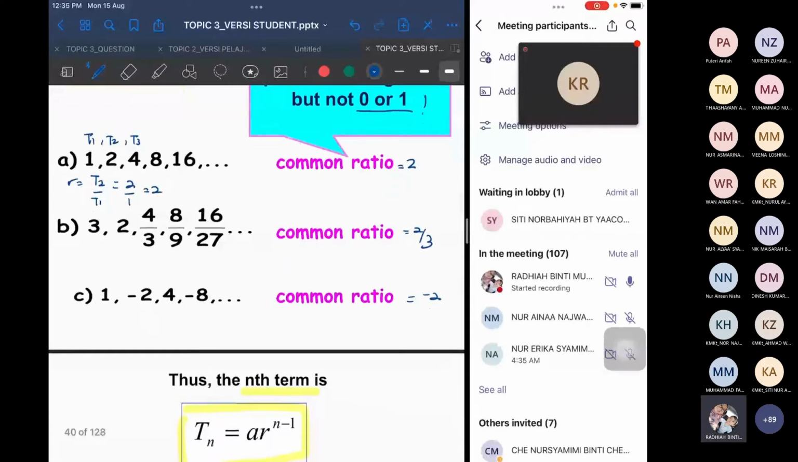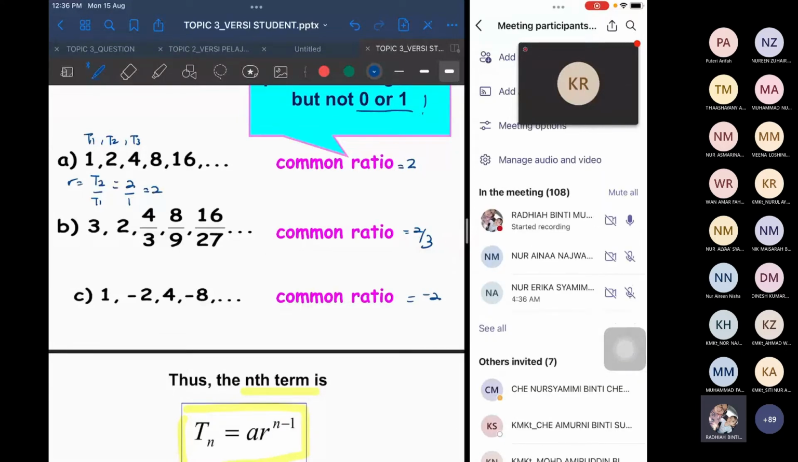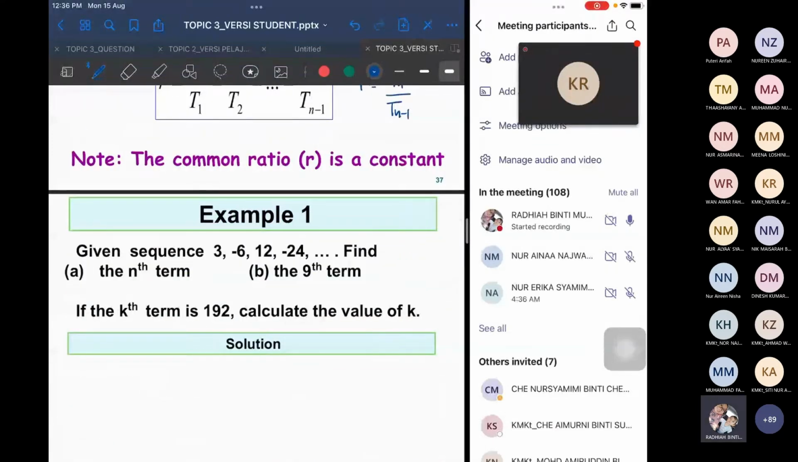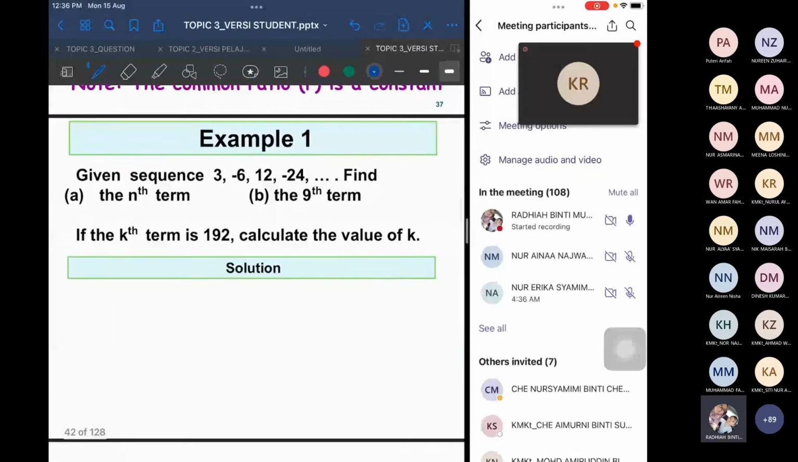Okay, untuk B tu, macam mana kita nak dapatkan 2 over 3? Madam, kalau saya tak mau guna T2 over T1, saya nak guna T3 divide by T2, boleh je ya. Contohnya, R is equal to T3 over T2, so 4/3 divide by 2, awak akan dapat 2/3. And then, ni try lah. Kalau tak try, tak tahu. So, you have to try. Okay. Dia kata the common ratio R is a constant. So, kena ingatlah, you punya common ratio tu boleh positif, boleh negatif, tapi tak boleh kosong ataupun satu.